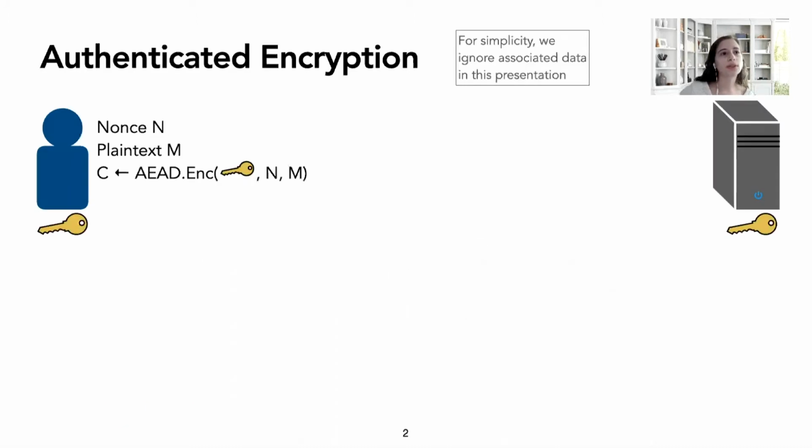At a high level, this talk will be about why certain kinds of authenticated encryption can be dangerous and lead to vulnerabilities. I'll start by giving an overview of authenticated encryption in general, and for simplicity, I'll ignore associated data here. So in this setting, we have a client and a server who both share a secret key.